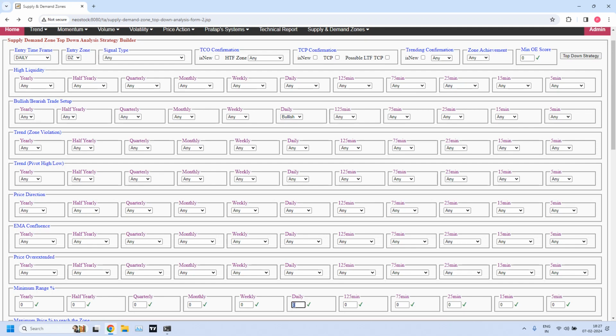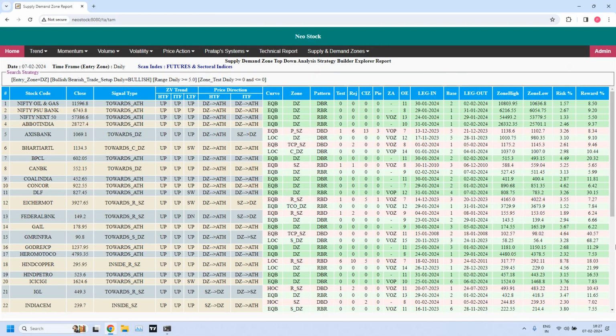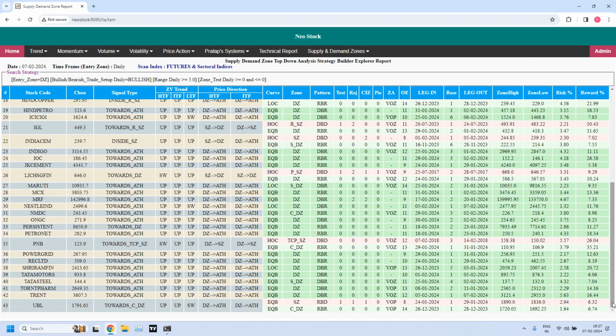So in the daily time frame, I am setting 5%. The value 5 indicates 5%. So this is the minimum percentage or minimum reward. Now let us filter. Now the list is further reduced, but still it is a big list. So total 43 stocks. These 43 stocks, between demand zone to supply zone or between demand zone to all-time high, have a minimum 5% reward.